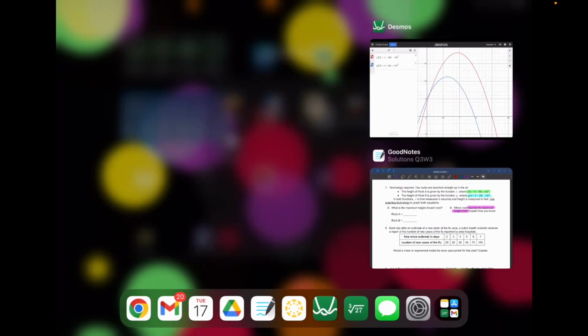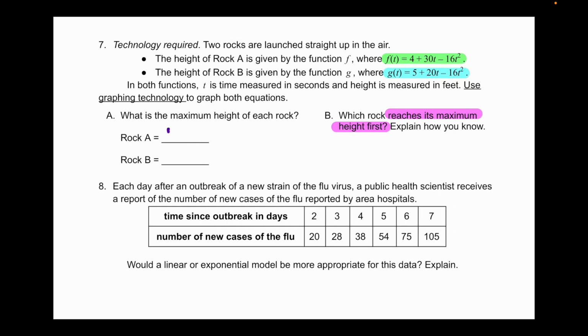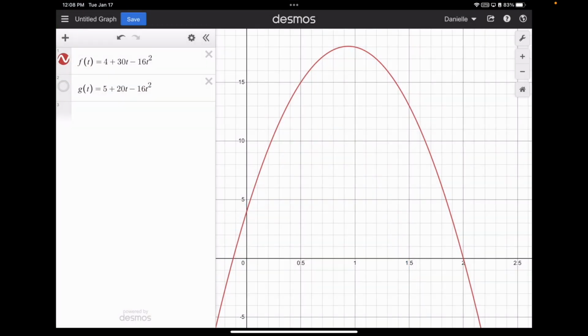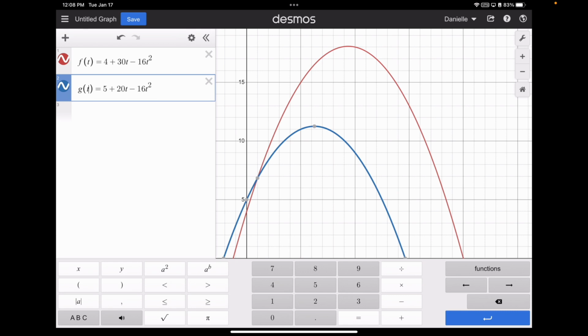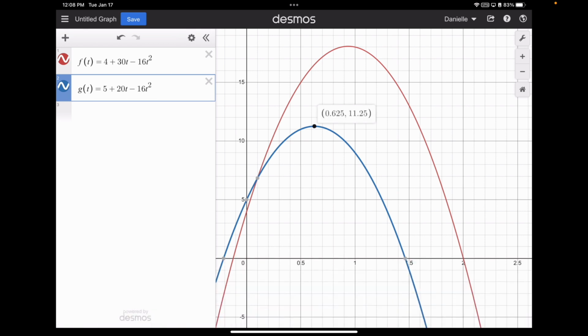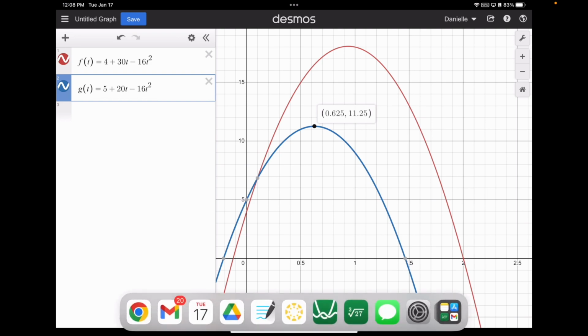Oops, wrong one. I want this one. So 18.063, I think, was the first one for rock A's feet in the air. And then let's go look at rock B. This one is going to give us 11.25. Okay, 11.25, we can do that.